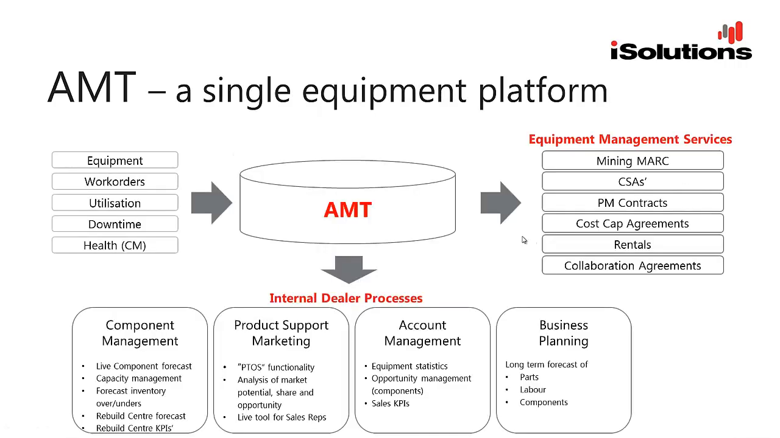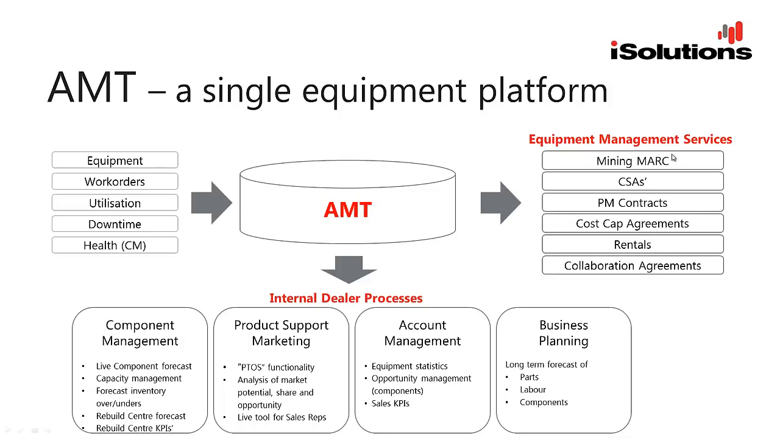So to bring that into one slide, we see that AMT provides a single equipment platform to support a number of internal and external processes. Firstly, AMT can consolidate data from any number of sources and all equipment related data. It's an equipment centric database where we can have knowledge about the equipment, your costs, your utilization, your downtime, the health of your equipment. That can all be contained within the one AMT database. And that then supports a number of processes.